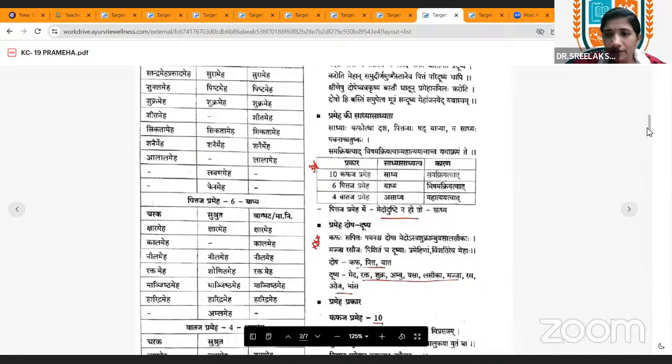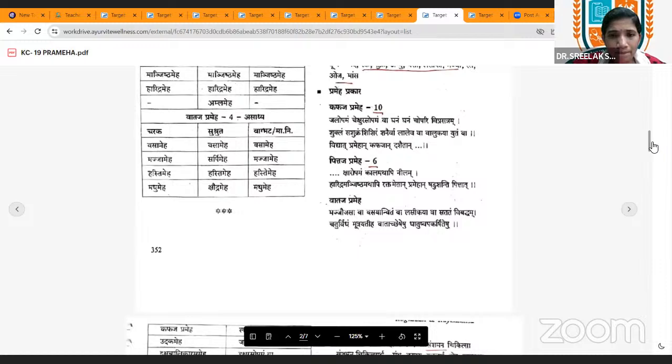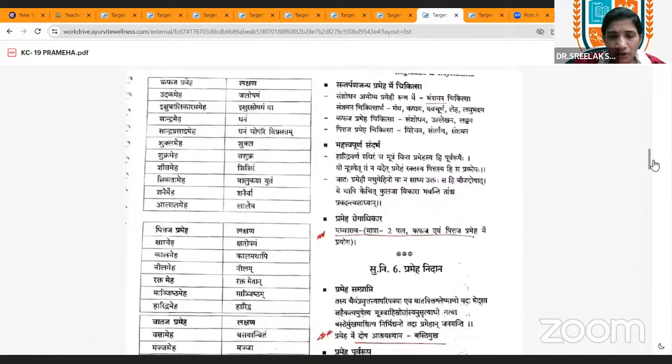The next point is that in Prameha Adhikara, Madhva Asava is mentioned, and it is indicated for Kaphaja and Pittaja Prameha. Okay, Kaphaja and Pittaja Prameha.